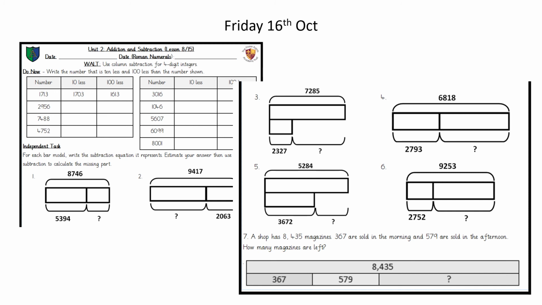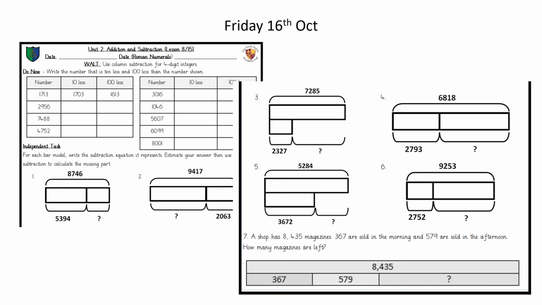For your independent task, we're going to be looking at bar models. Remember, bar models allow us to see the parts and the wholes. For each bar model, write the subtraction equation it represents. You need to estimate your answer and then use column subtraction to work out the actual answer. I'm going to do the first one with you. Number 1, my whole is 8,746. One of my parts is 5,394. So I would do 8,746 subtract 5,394 equals, and that is where I'll be putting my answer.